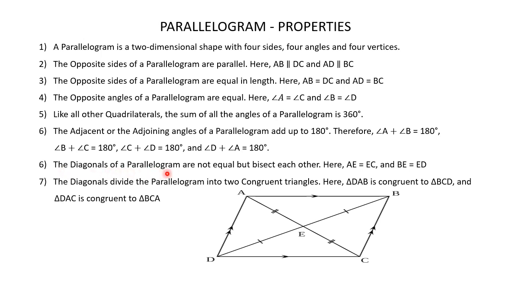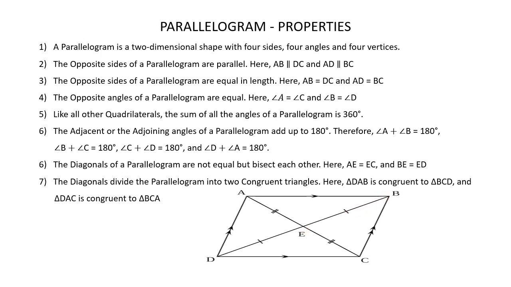The diagonals of a parallelogram are not equal but bisect each other. Here in this parallelogram AC and BD are the two diagonals, and these two diagonals are not equal to each other. But each of these diagonals divides the other diagonal into two equal halves. This means the diagonal AC divides the diagonal DB into two equal halves. So DE is equal to EB.